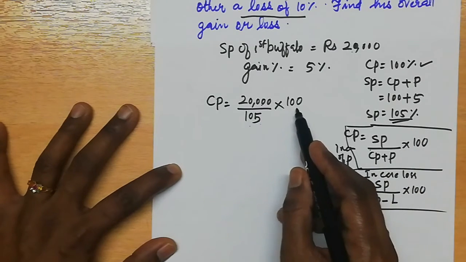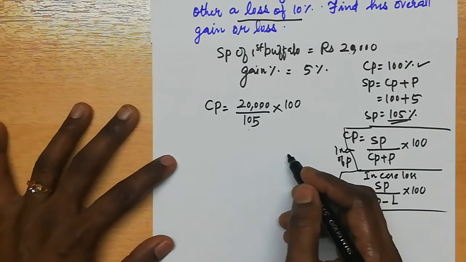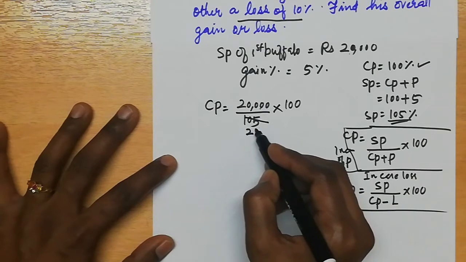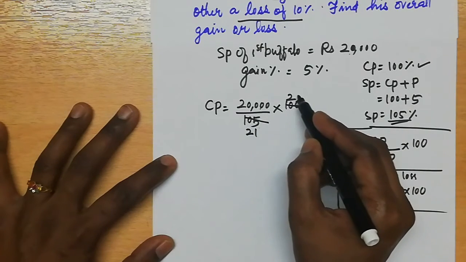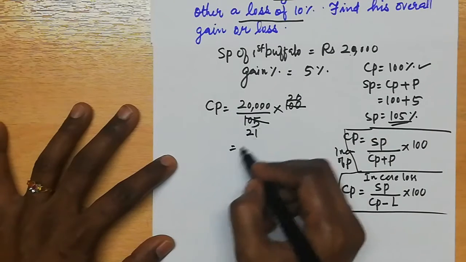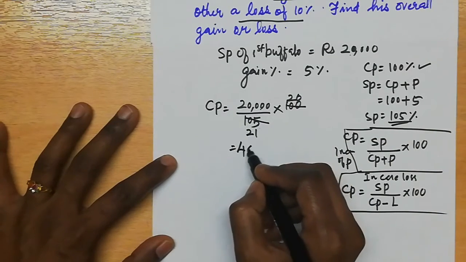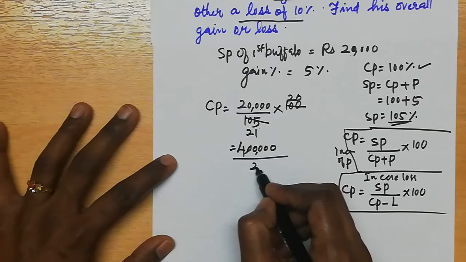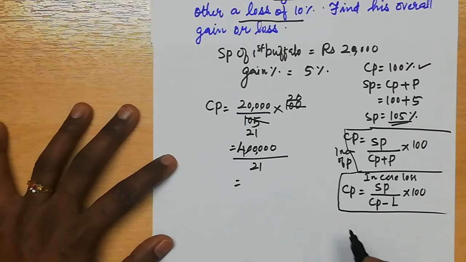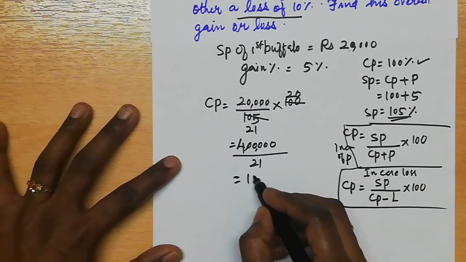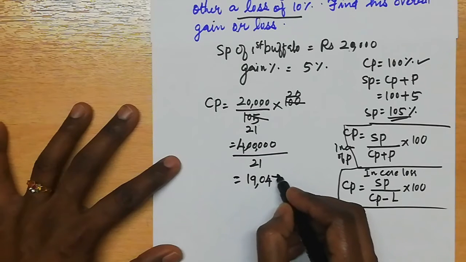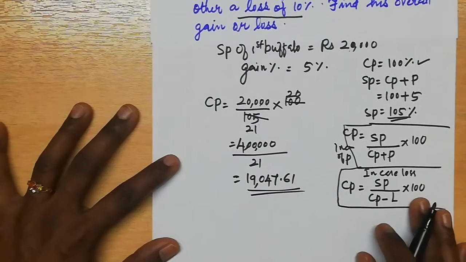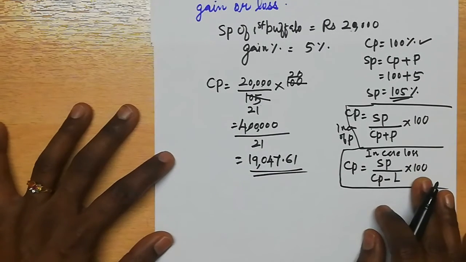Then you have to find the 100. So we will take it like that. Then we can cancel this one. 5 2s are 10, then 5 1s are 5, then 2 2s are 4, then 5 0 means 4 lakh. 4 lakh divided by 21. When we divide 4 lakh by 21, we will get 19,047.61. This is the amount we will get as the cost price of the one buffalo.